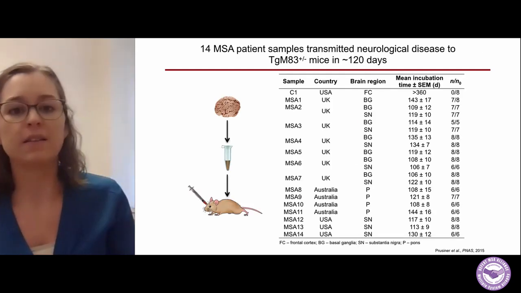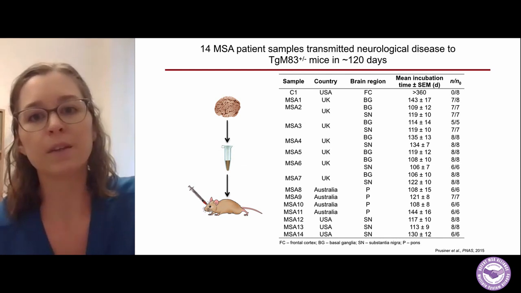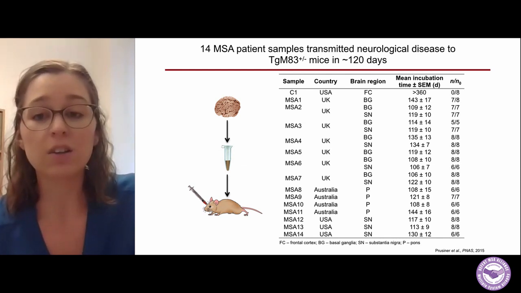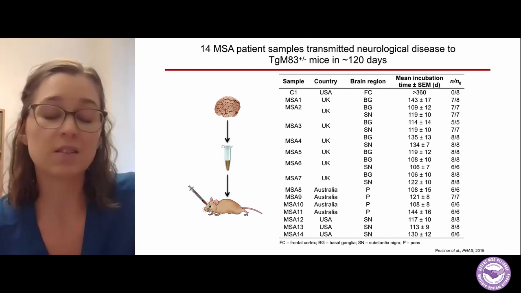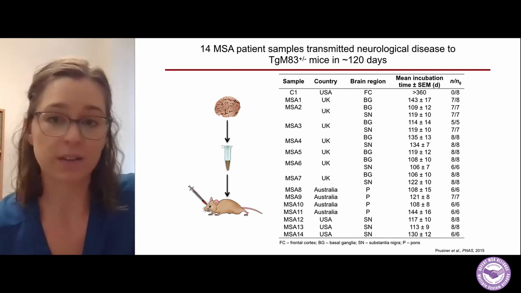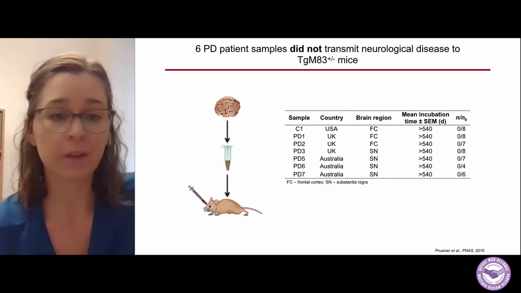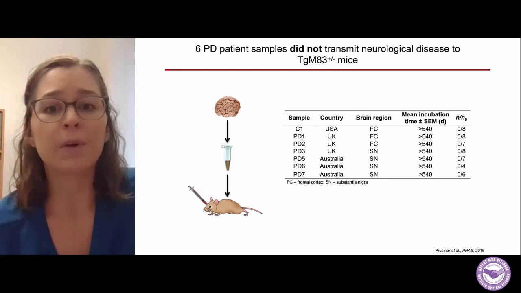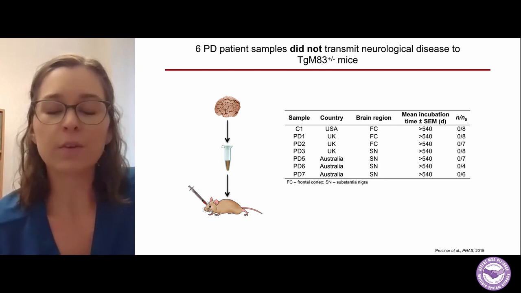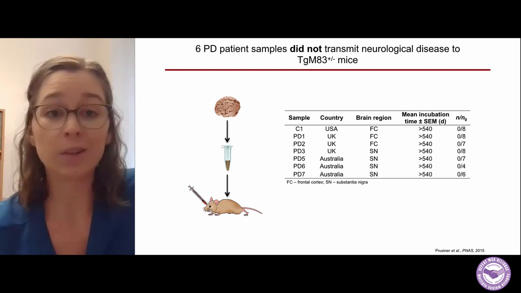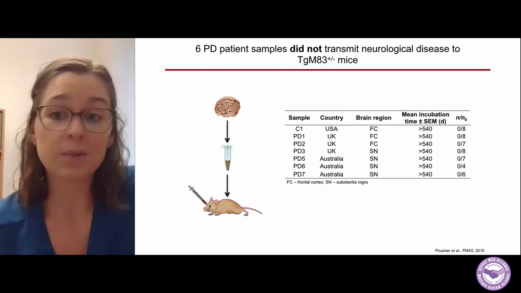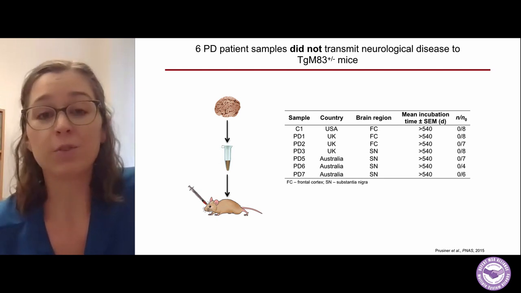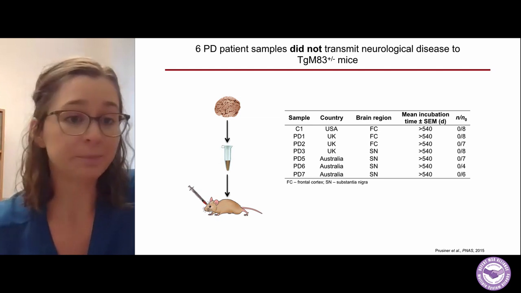And they expanded this study then to 14 MSA patient samples, which all transmitted neurological disease to these mice in about 120 days. But on the other hand, when they repeated the same experiment with 6 Parkinson's disease samples, none of the mice became clinically ill. And this was out past 540 days. So this is a really long time.